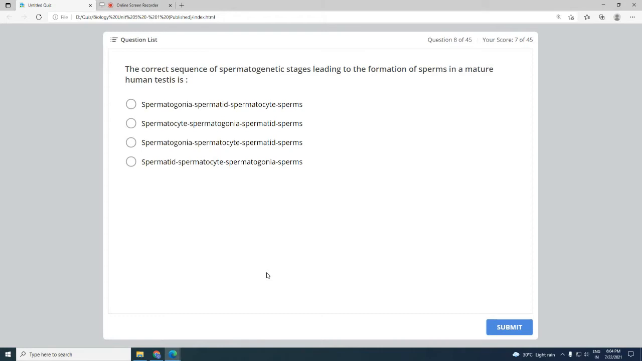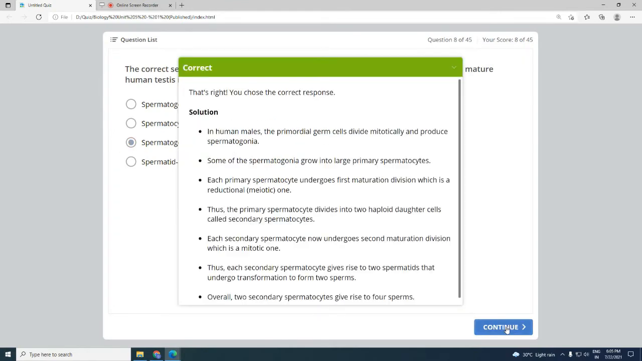Option B, spermatocyte, spermatogonia, spermatid, sperms. A little bit different arrangement. The third one, spermatogonia, spermatocyte, spermatid, sperms. The fourth one, spermatid, spermatocyte, spermatogonia, sperms. Which is the right one? Spermatogonia followed by spermatocyte followed by spermatid, and it ends up with sperms. The right answer is option C.